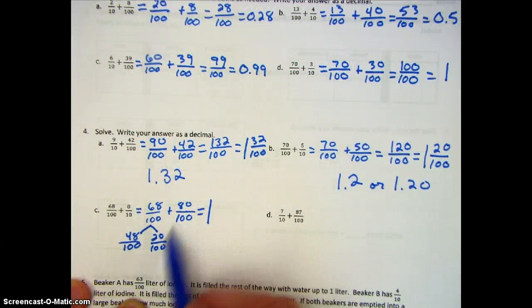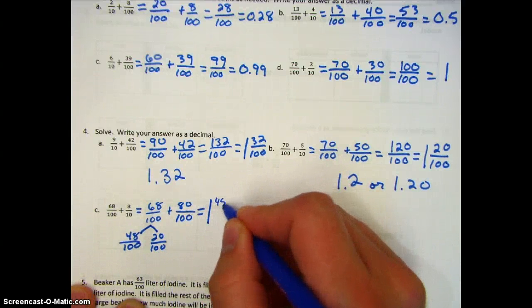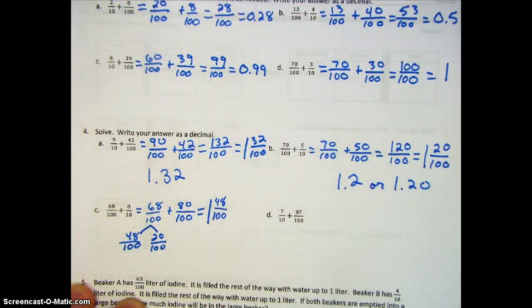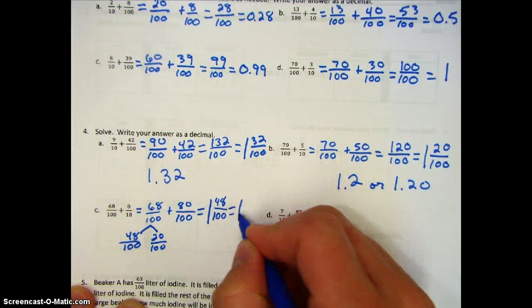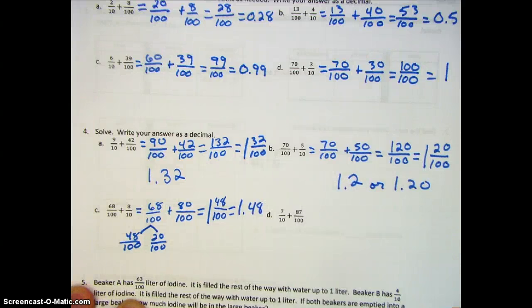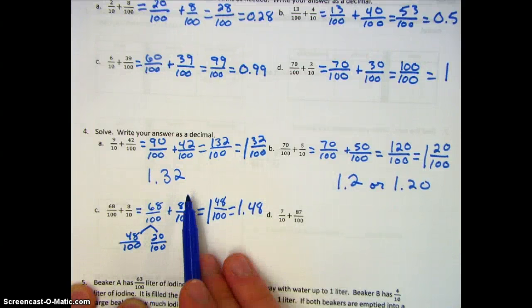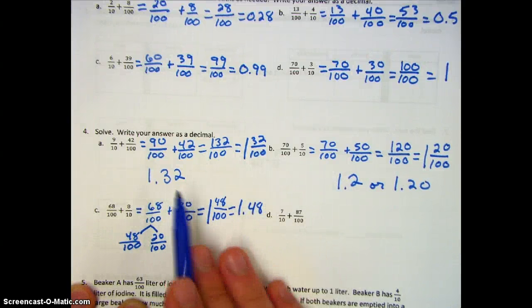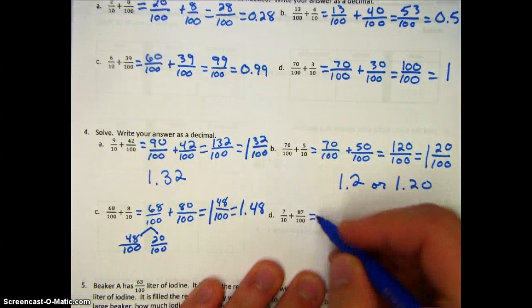80 plus 20 is 100 hundredths. And then I have 48 hundredths left, and then convert it into a decimal. So you can see it's slightly different than the way that we did in A and B. We'll do that again for letter D here.